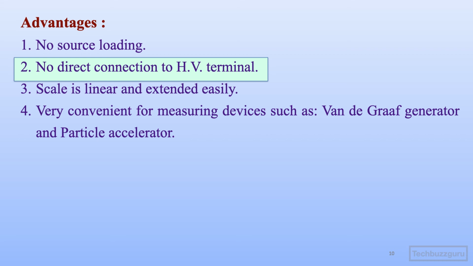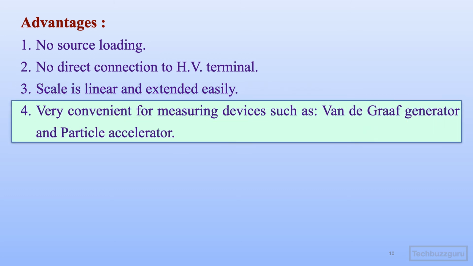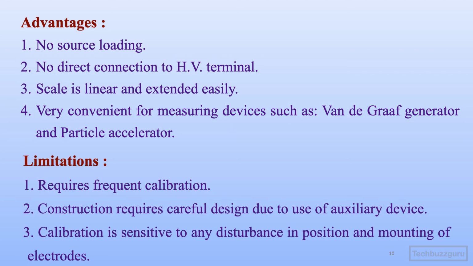So the chances of flashover and the need for protective devices are also minimized. The scale is linear and can be extended very easily, which we have seen through the calibration curves just before this slide. And this method is very convenient for measuring voltages in devices like the Van de Graaff generator and particle accelerators. While there are so many advantages to this method, let us consider what the limitations are.